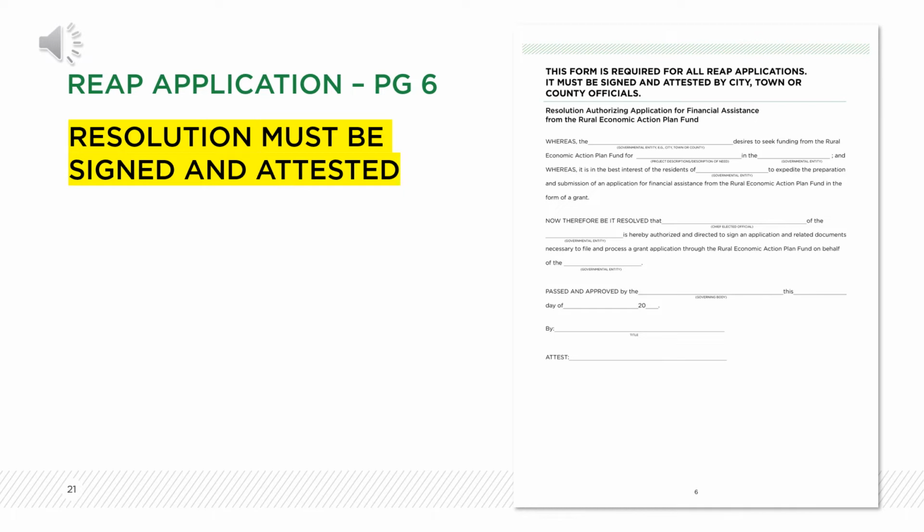Your application must also contain a signed resolution. Please make sure that you have this resolution signed ahead of the deadline. Sometimes committees meet perhaps around the same time as the end of the month when the REAP grant would be due. Again, the deadline is September 30th at 4 p.m. So if that is the case, make sure that you have your committee sign the resolution a month in advance.